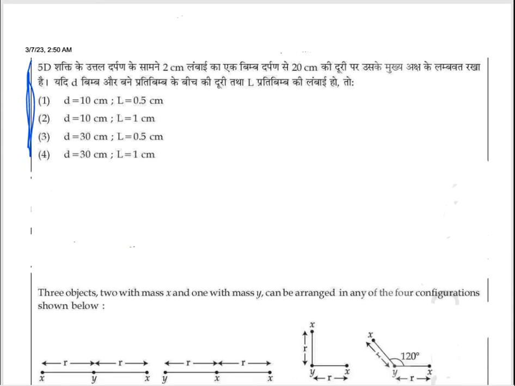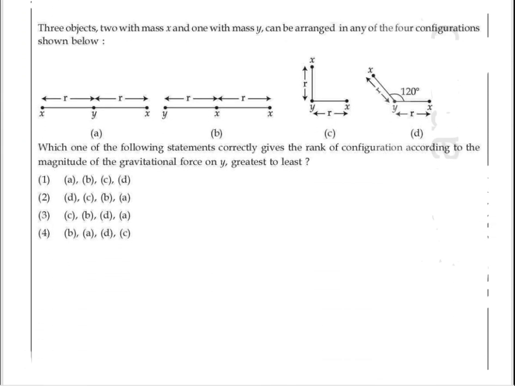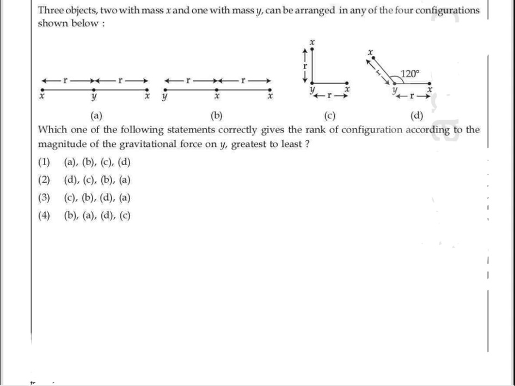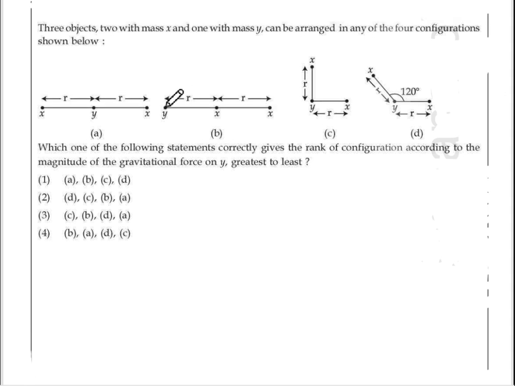Okay, so our next question is given as three objects, two with mass x and one with mass y, arranged in the form of a configuration as shown in the figure. So this is one object, x, and this is y.